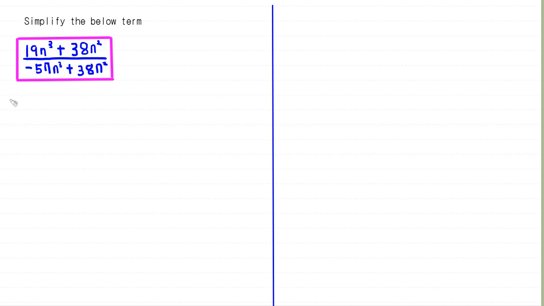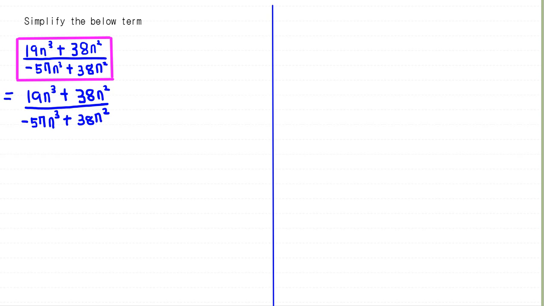So I'll write this term again: 19 times n to the third power plus 38 times n squared, over minus 57 times n to the third power plus 38 times n squared. I need to write a little bit below because I can't really see it right over here.